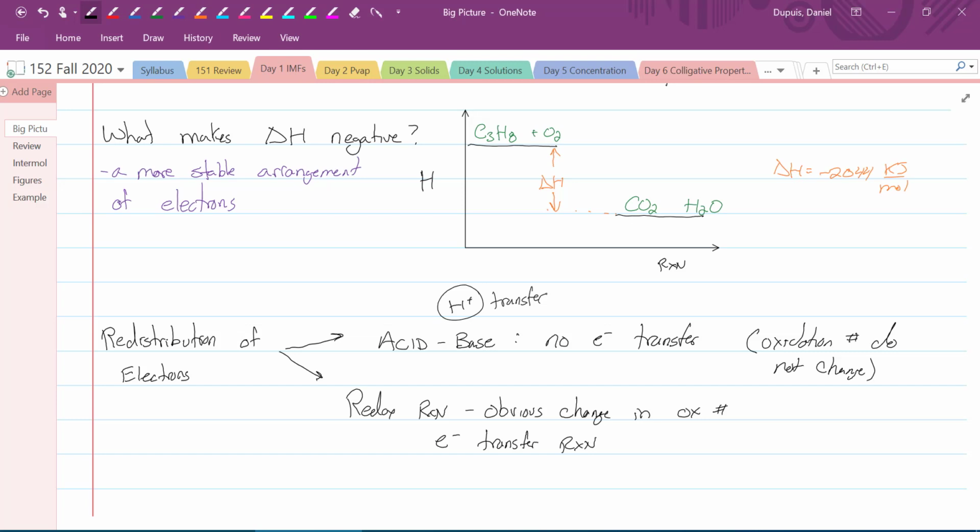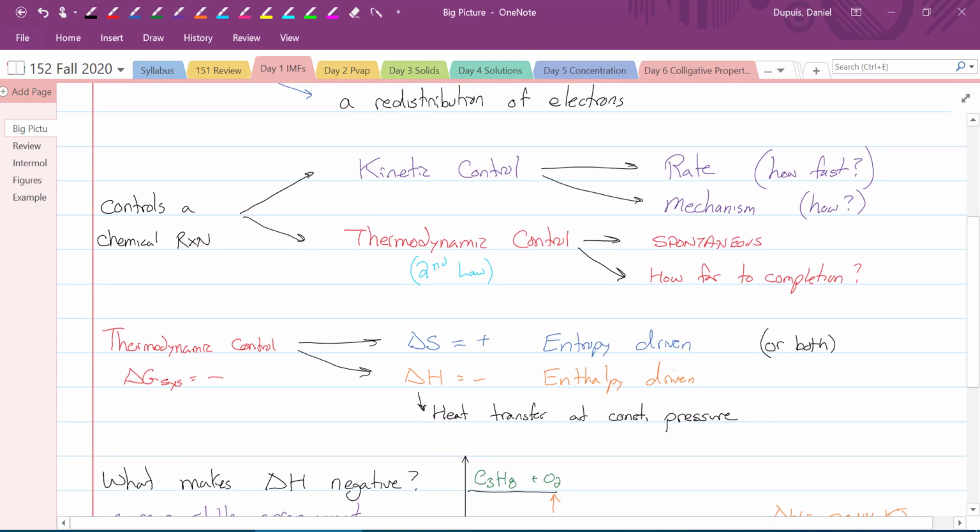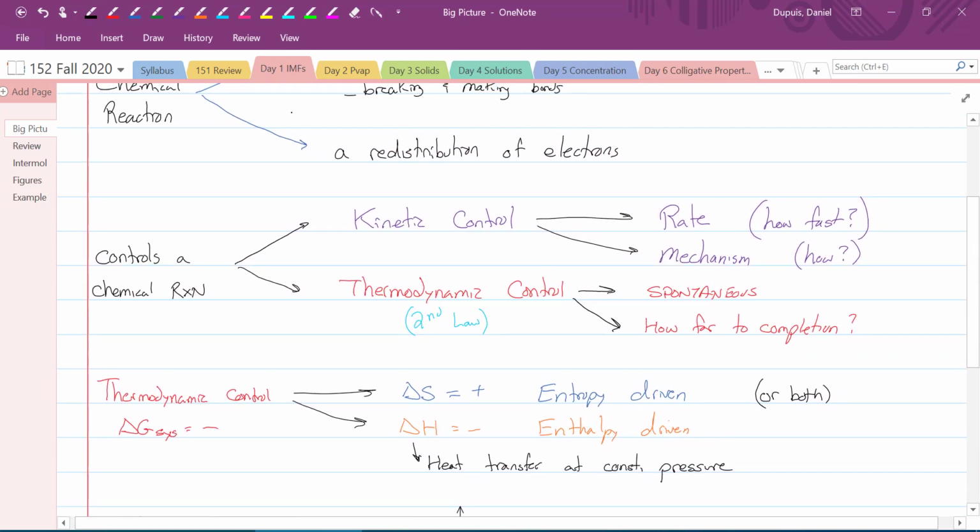All right, so why does this happen? Now we're going to go back and define all these terms this semester. We're going to define delta G and delta S and kinetic control, which is pretty much going to be something called activation energy, EA. We're going to define all this stuff. Spontaneous, which is delta G, and how far, that's going to be a capital K. It's going to make sense when we get there. So that's what's coming this semester.